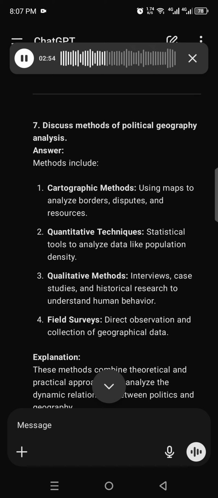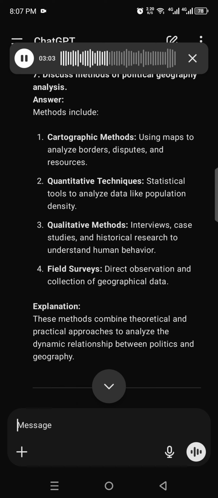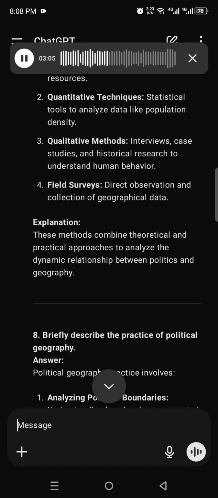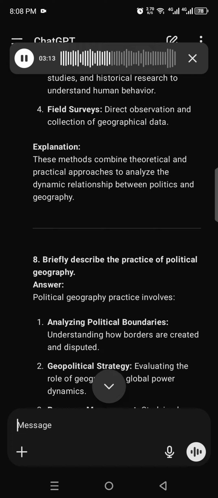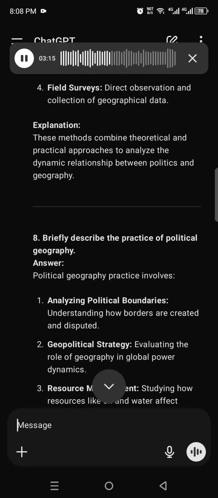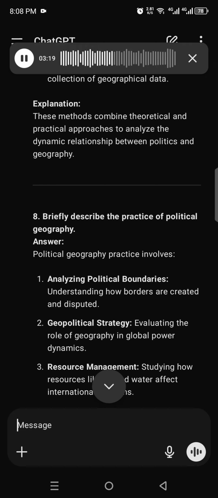2. Quantitative techniques, statistical tools to analyze data like population density. 3. Qualitative methods, interviews, case studies, and historical research to understand human behavior. Field surveys, direct observation and collection of geographical data. Explanation. These methods combine theoretical and practical approaches to analyze the dynamic relationship between politics and geography.